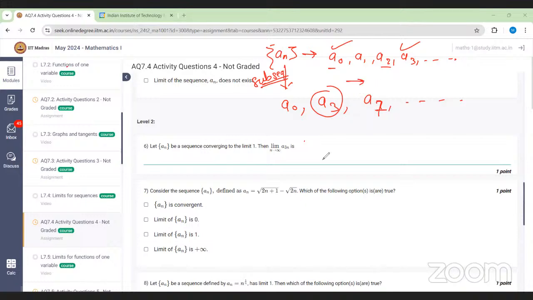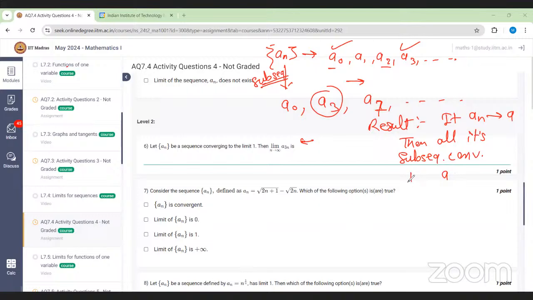So that's the subsequence. Here we have a sequence and there is one result. So what is the result? The result says that if a_n converges to a limit a, then all its subsequences converge to a. So that means if a_n converges to a, then all its subsequences will converge to a.